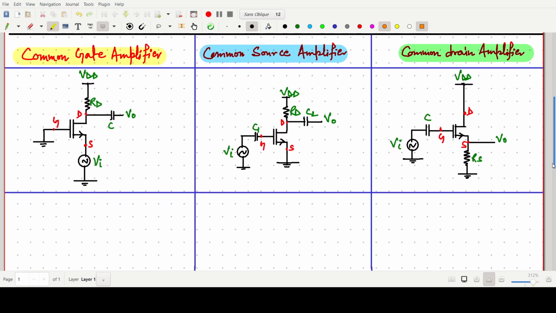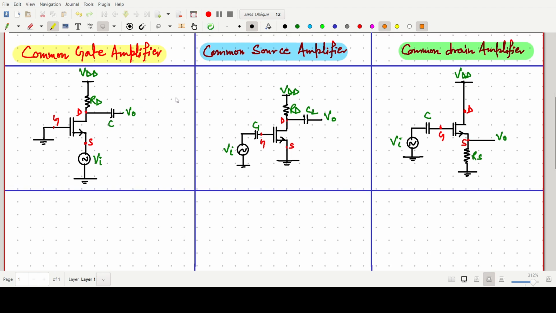Here I have already drawn the common gate amplifier, common source amplifier and common drain amplifier. First we will go for the small signal analysis of all these structures to determine Zi and Av. Basically, in the question, they are asking about the input impedance or input resistance and the voltage gain, in which input and output are in the same phase or opposite phase.